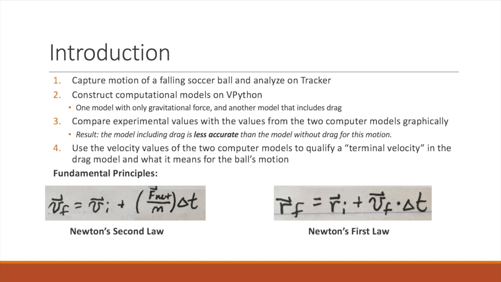In this lab, we will analyze the motion of a falling soccer ball using tracker data, and then build two computational models with and without drag included. We will compare the experimental and computational positions on the same graph to understand which is the most accurate. We will then examine how the drag force affects the velocity of the ball in a velocity versus time graph of the two Python models, and then connect these values to real-life motion.